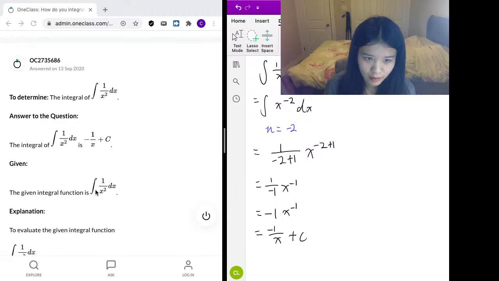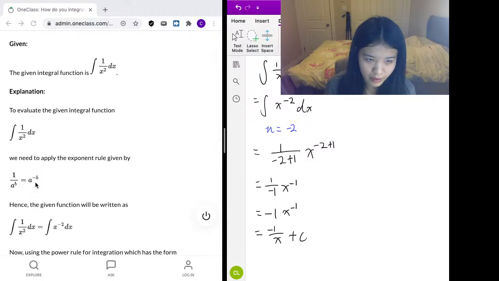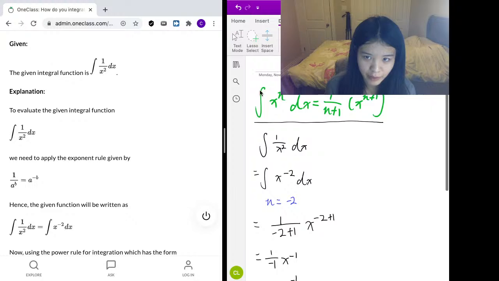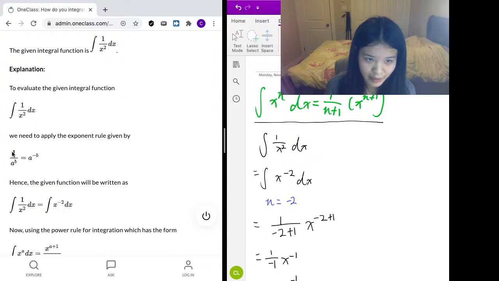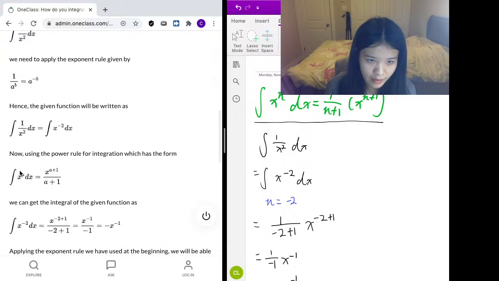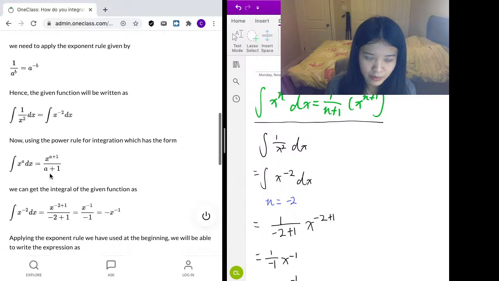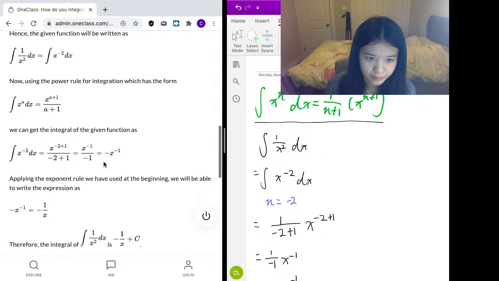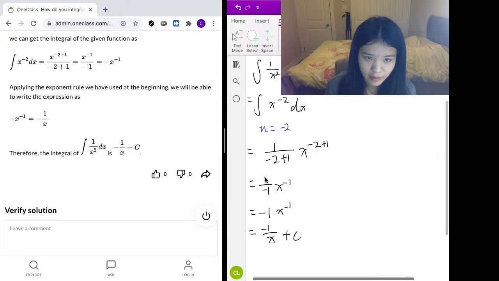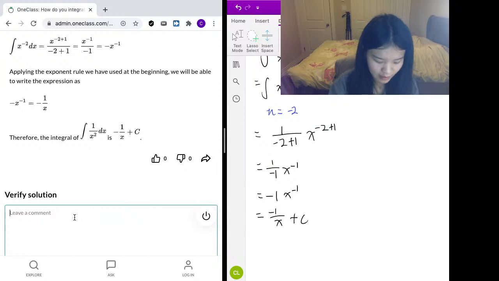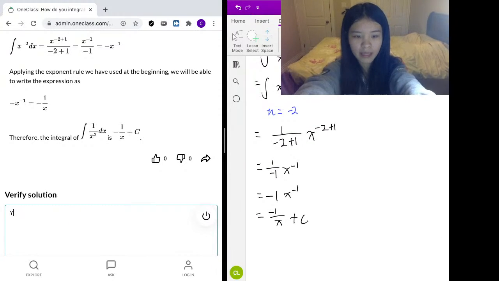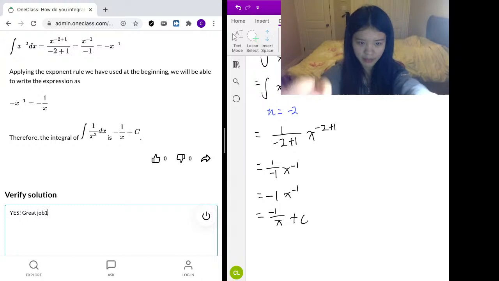So yes, this is right. This is our formula right over here. Or sorry, this is y, 1 over x squared is equal to x to the power of negative 2. And this is our formula right here, except the solution here used a and we used n. Yes, so this is correct. So we're going to say something like, yes, great job.